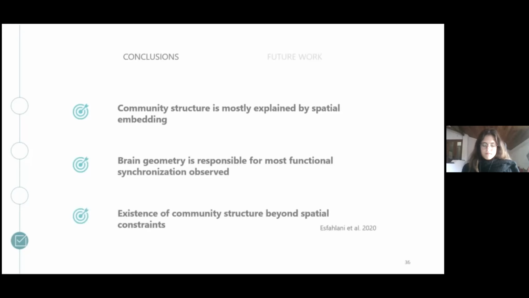Besides this, we were still able to find a significant and not negligible community structure beyond these constraints. And in fact, in a very recent study by Cefalas and colleagues, some community structure supported only by long-distance connections was found, which corroborates our findings as well. All of this proves then that indeed some functional connectivity patterns arise out of functional necessity and not just as a consequence of space, even if not to a major extent.